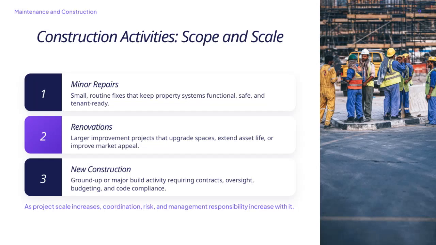When we look at construction activities, it's important to understand the scope and scale involved. Starting with minor repairs, these are small routine fixes that keep property systems functional, safe, and ready for tenants. Think of things like fixing leaks, replacing broken fixtures, or patching up walls. These activities are essential for day-to-day operations, but usually don't require extensive planning.